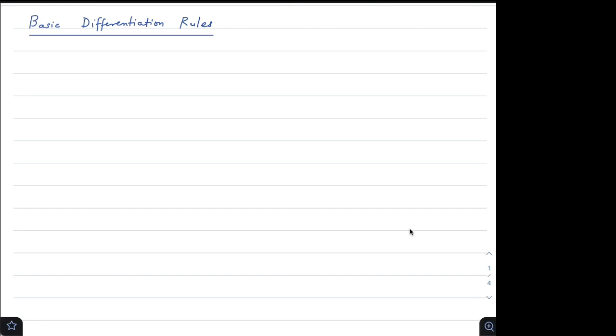Hello everyone. In this recording, we are going to talk about basic differentiation rules. The first rule that we are going to talk about is the constant rule, which says that if you have a constant function, then its derivative is 0. Now, at this point, try to understand what is a constant. A constant is something that doesn't change.